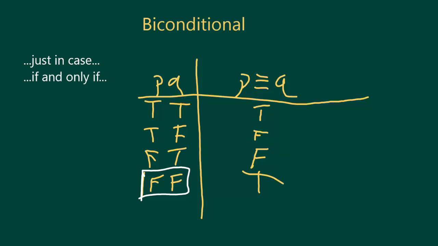So in short, the biconditional compound statement is true just in case the statements that it's connecting, the propositions that it's connecting, share the same truth value, whether they're both true or whether they're both false, in either of those cases.